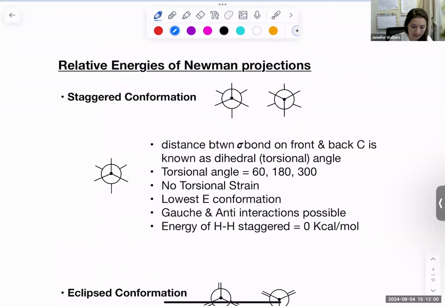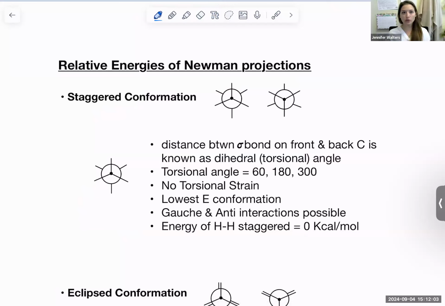All right, let's look at some of our relative energy considerations now. How do I actually know that there's a difference with these different conformations? In the staggered conformation, the distance between your sigma bonds on the front and the back carbon is known as your dihedral angle or your torsional angle. In our staggered conformation, we get 60 degrees, 180, and 300. There is no torsional strain. I'll define these terms on the next slide. Just be aware that there's no torsional strain in the staggered conformation.